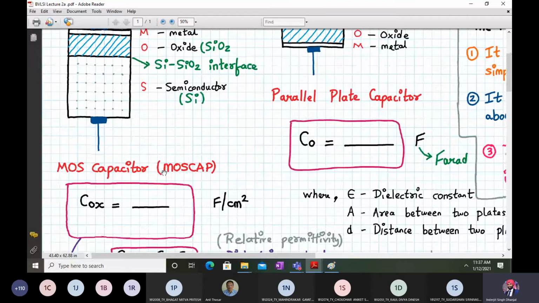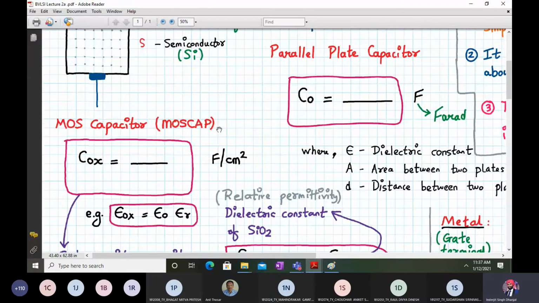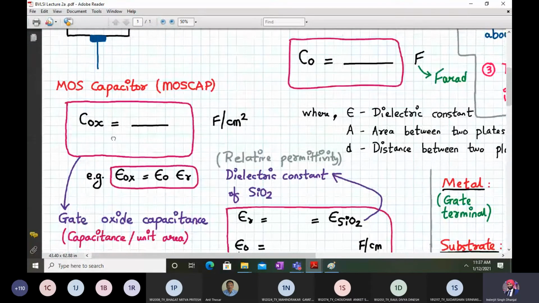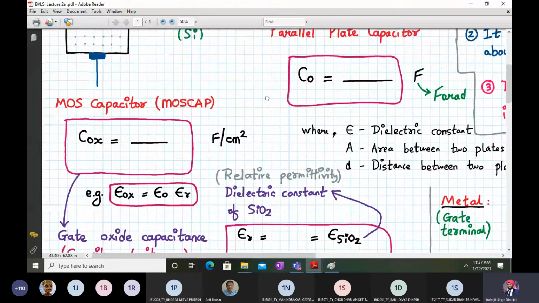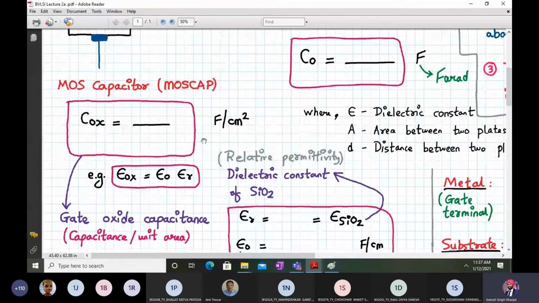Now, since it is a capacitor, it should also have its own formula. So we call it COX. So this COX is called the gate oxide capacitance. Now it is slightly different from the parallel plate capacitor C naught in that its unit is farad per centimeter square. That means what? This gate oxide capacitance is capacitance per unit area.